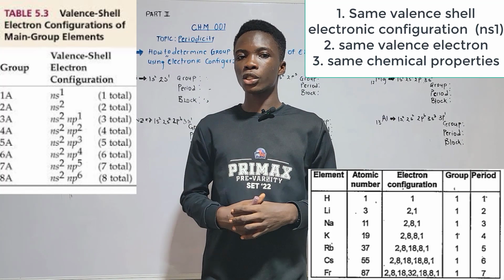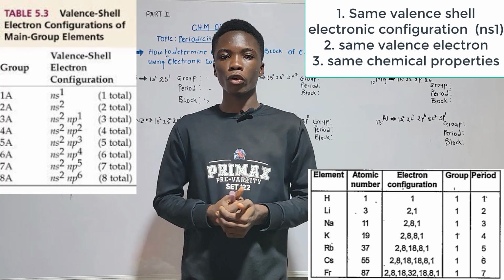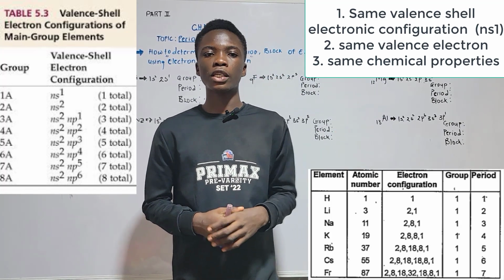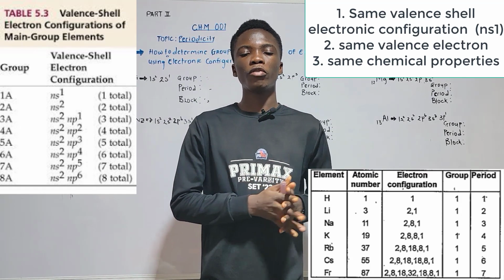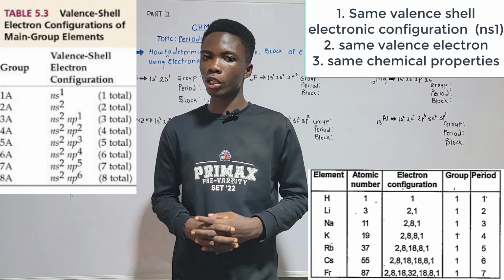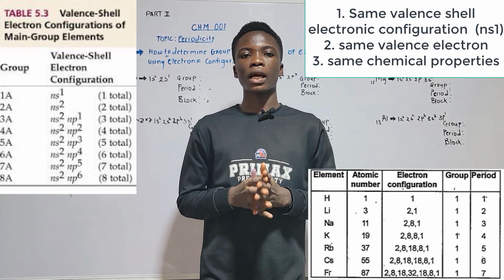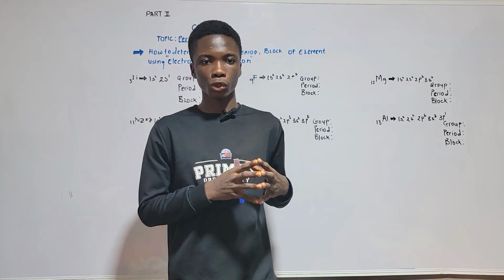There are 3 things you should note about elements in the same group. Firstly, elements in the same group have identical electronic configuration. Elements in the same group have the same number of valence electrons, and elements in the same group have identical chemical properties. That's what you should know.